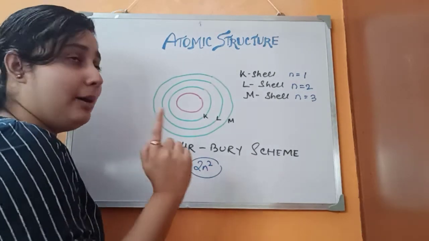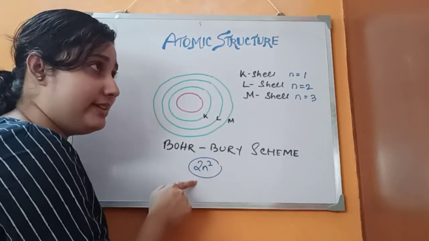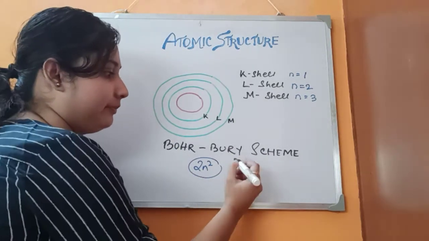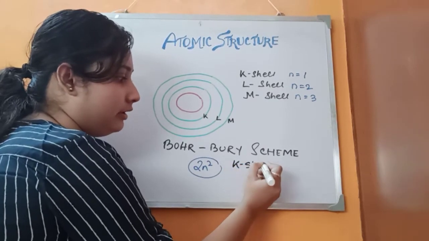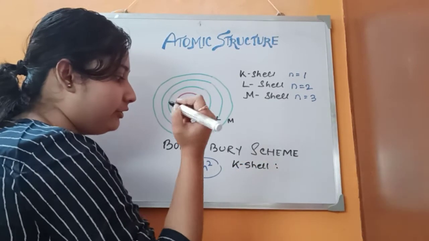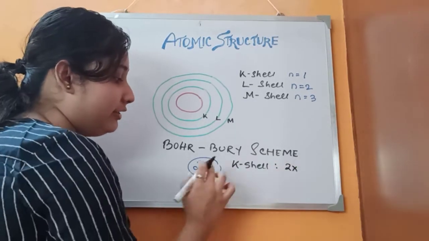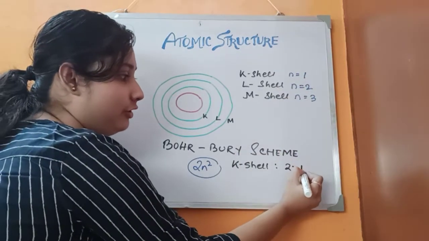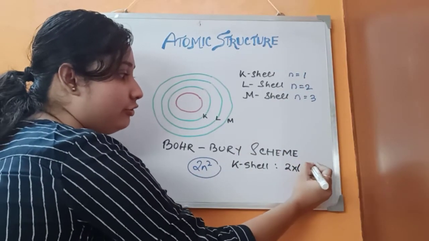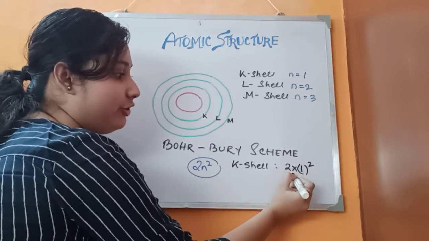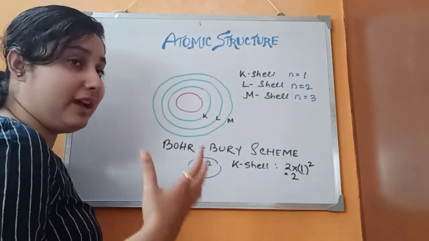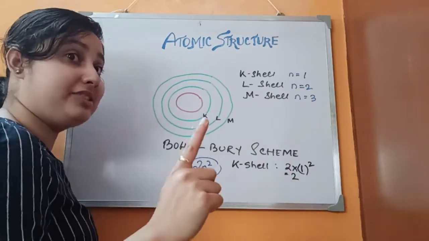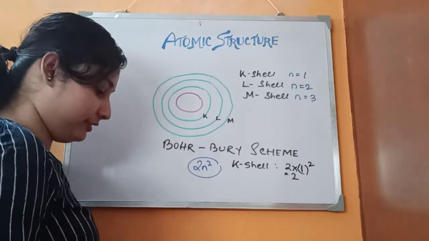So, the number of electrons which can be accommodated in the K shell: the formula is 2n square. K shell will have how many electrons? 2 into n square. What is the value of n? That is 1. So, 1 square means 1 into 1, which will give you 2. So, the maximum electrons that can be accommodated in the K shell is 2. Remember, maximum electrons.